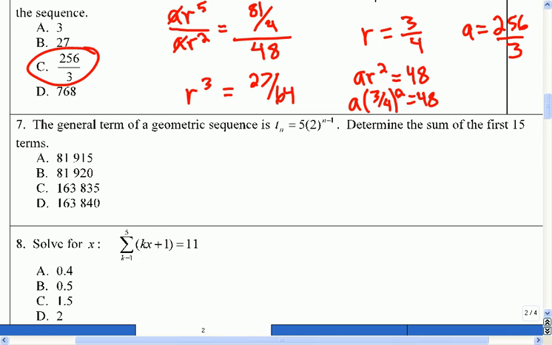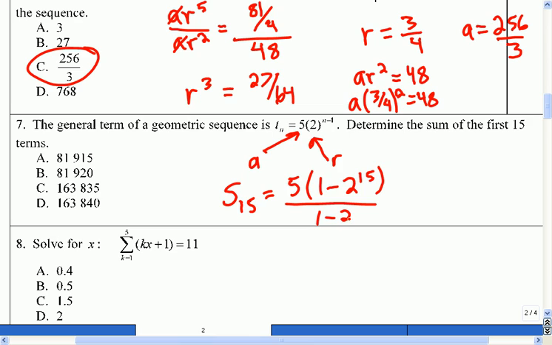Okay, the general term of a geometric sequence is given there, 5 times 2 to the n minus 1. Determine the sum of the first 15 terms. So all you have to do is interpret this as a, the first term, and r, the common ratio. So if I want to sum up 15 terms, S15 will be 5 times 1 minus 2 to the 15 over 1 minus 2. So provided that I can put it in my calculator properly, I end up with 163,835, which is C.